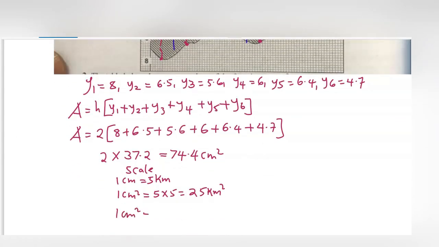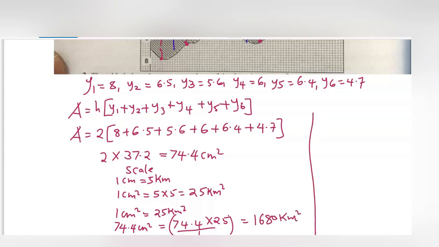That means if 1 centimeter square is going to be equal to 25 kilometer square, what about the area of 74.4 centimeter square? This one is going to be 74.4 multiplied by 25, divided by 1, and this one is going to translate to 1860 kilometer square. Once we have done that again, we convert kilometer square into hectares, and we know that 1 kilometer square is equivalent to 100 hectares.